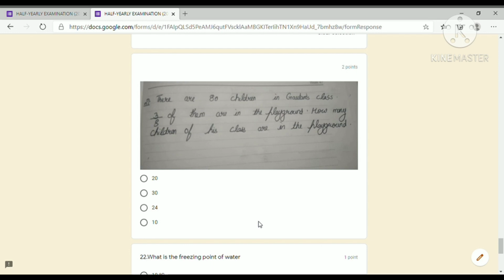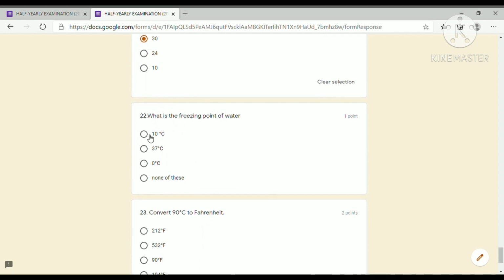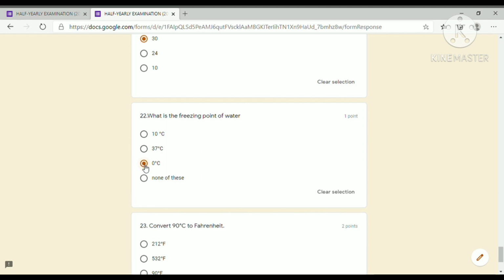Now if we do 3 by 8 of 80, that means 3 by 8 into 80. 8 ones are 8, 8 tens are 80, so it becomes 3 into 10, which is 30. So the answer is 30 children are in the playground. Next question is, what is the freezing point of water? Yes, the freezing point of water is 0 degrees Celsius.